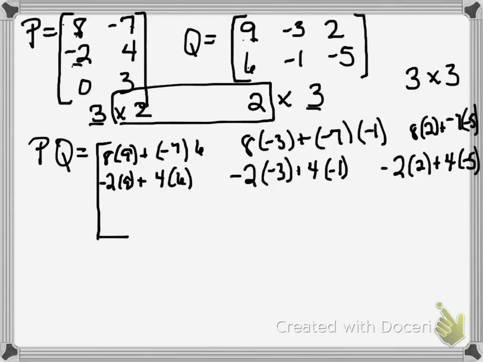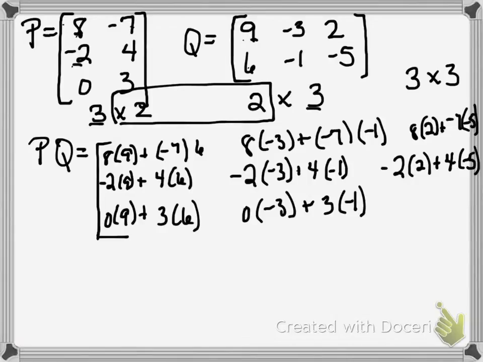Okay, now I'm moving to the third row. Third row, first column. So I'm going to do the third row times the first column. 0 times 9 plus 3 times 6. Still third row, but now the middle column. So I have 0 times negative 3 plus 3 times negative 1. Third row, third column, 0 times 2 plus 3 times negative 5.